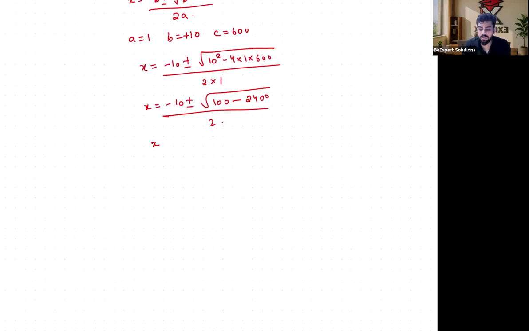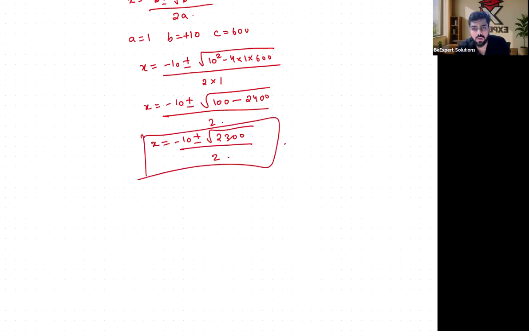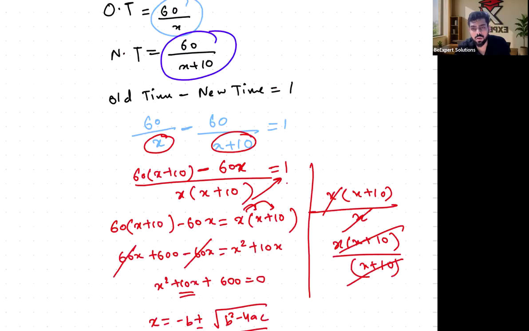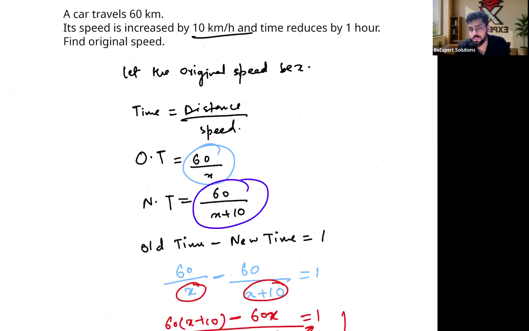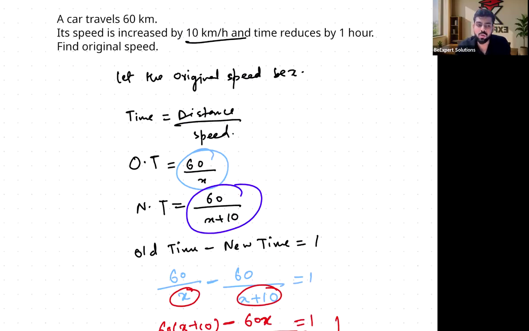This is 100 minus 2400. If you do, you get 2300. So basically just solve this, and from the calculator get your values of x. Whatever value of x you get, guys, that's your original speed, and the new speed would be x plus that value. So you can always do that for this question.